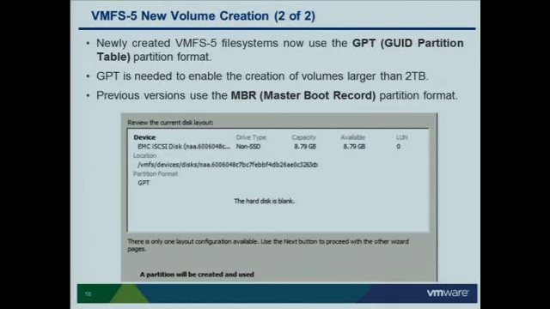So with VMFS 3, we use the MBR, the master boot record. That has a limitation of 2 terabytes for a partition size. So obviously with the new 64 terabyte VMFS 5 volume, we needed a new partition format. So we've introduced GPT, the GUID partition table. And so you'll see it now as you go through the VMFS volume creation wizard. You'll see that there's a new partition type just there.